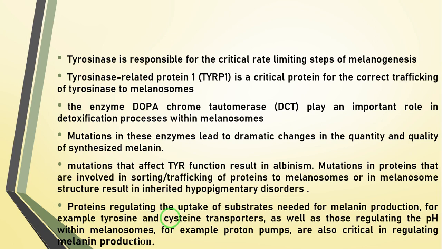So if there is mutation in the tyrosinase, or in the tautomerase, or in the tyrosinase related protein that controls the trafficking, all these will lead to abnormality in the pigmentation. Either there will be a decrease in the quantity or the quality of the melanin that is produced. The disorder usually will be a hypopigmentary disorder, which means that there is decrease in the pigmentation.